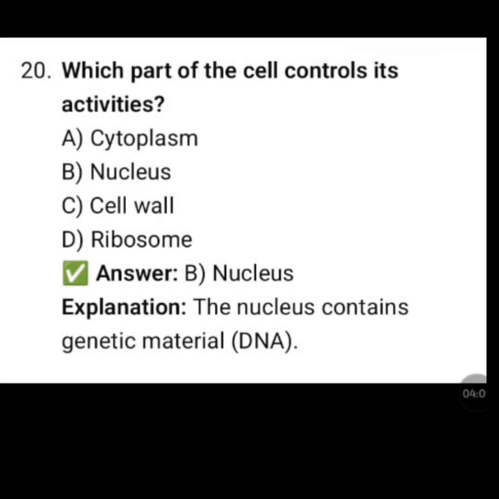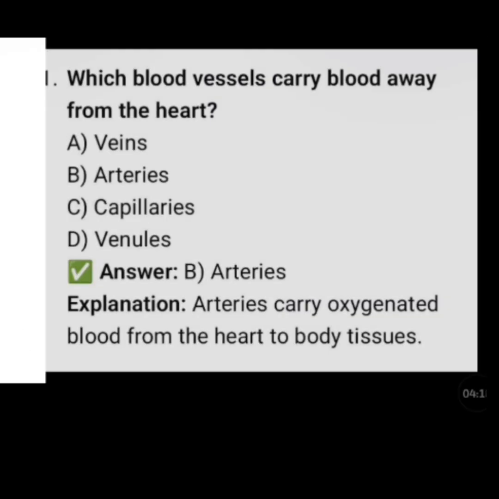Which part of the cell controls cell activities? Cytoplasm, nucleus, cell wall, ribosome. The correct answer is option B, nucleus. The nucleus contains genetic material, DNA.